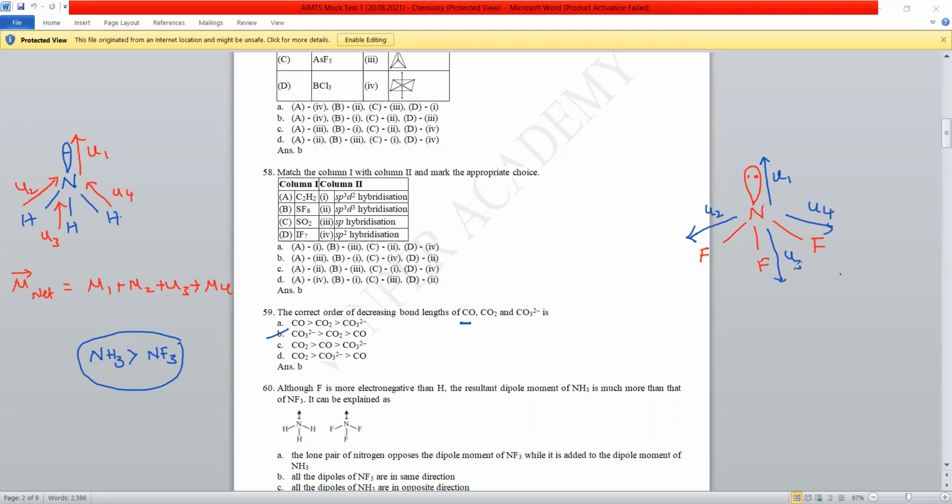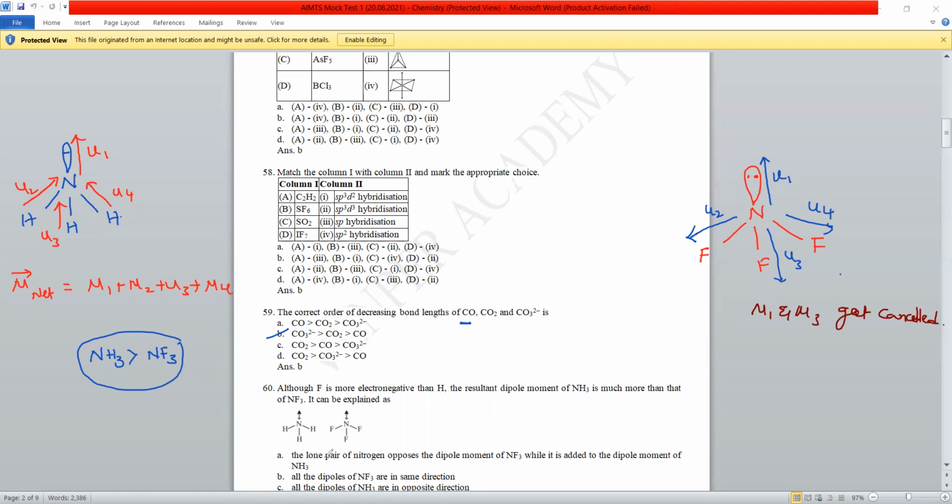mu1 and mu3 are in opposite directions. Suppose this is the positive sign and mu3 should be the negative sign, then automatically the lone pair of nitrogen and the fluorine will get cancelled. So mu1 and mu3 get cancelled. That's why in NF3 we are observing less dipole moment.